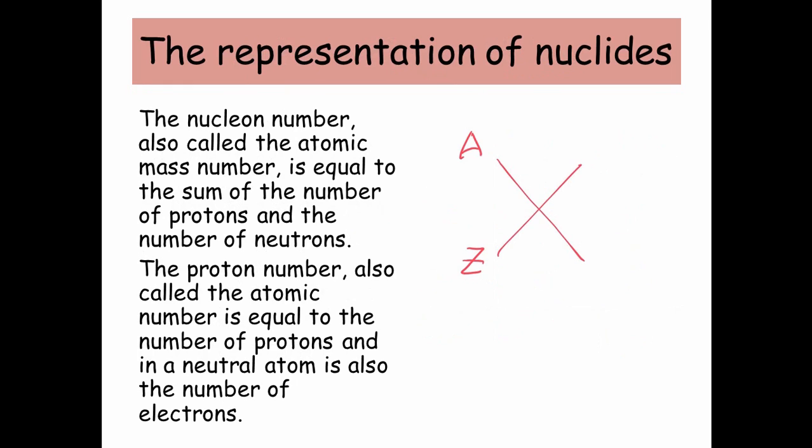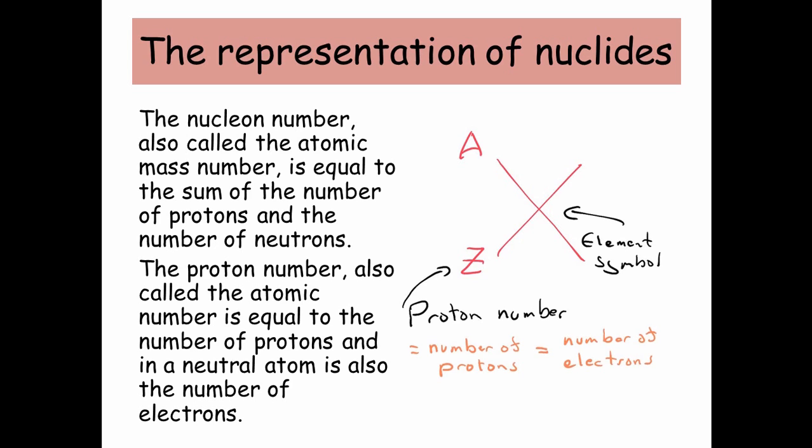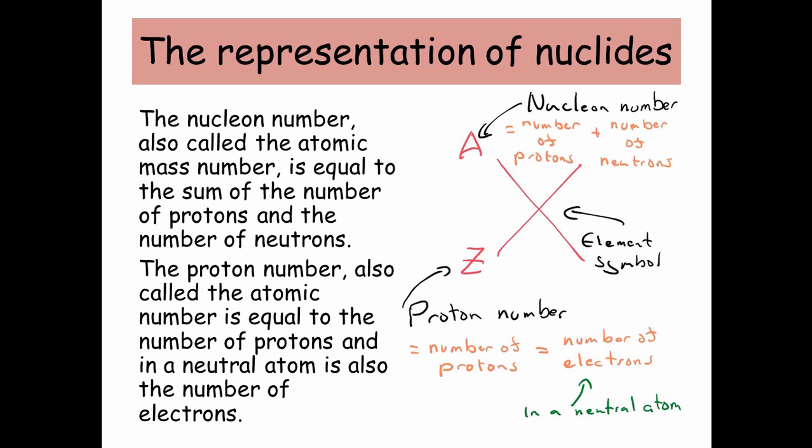The representation of nuclides. The nucleon number, also called the atomic mass number, is equal to the sum of the number of protons and the number of neutrons. The proton number, also called the atomic number, is equal to the number of protons, and in a neutral atom is also equal to the number of electrons. So here we've got X, which is the element symbol, Z, the proton number, which is equal to the number of protons, which is equal to the number of electrons in a neutral atom, and A at the top there, that's the nucleon number, which is equal to the number of protons and the number of neutrons combined.